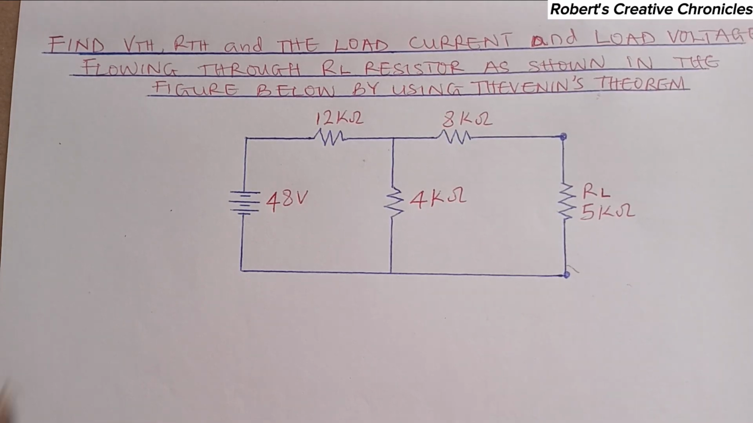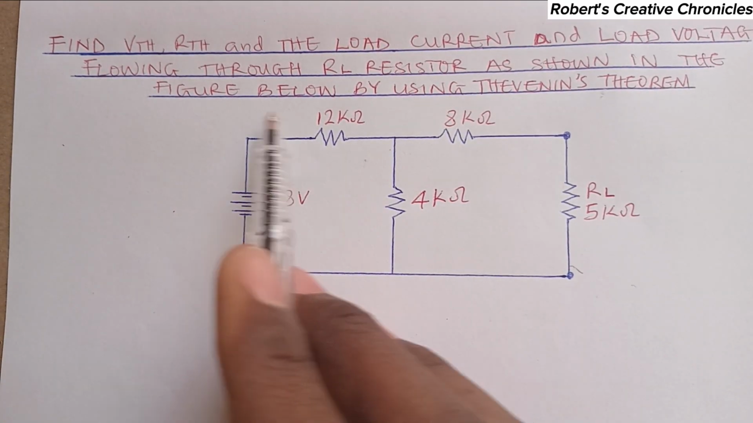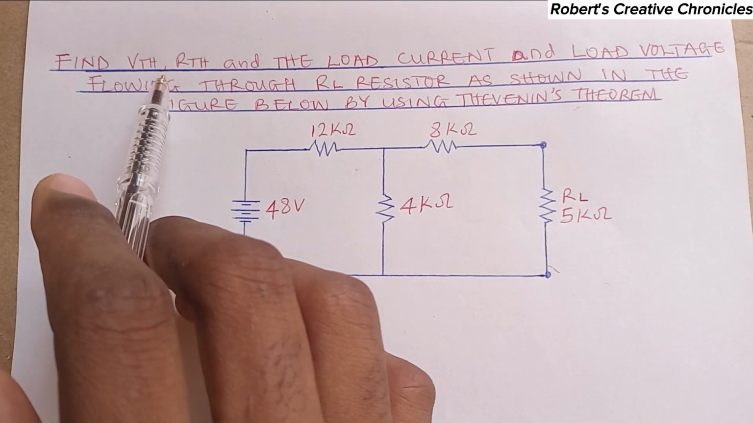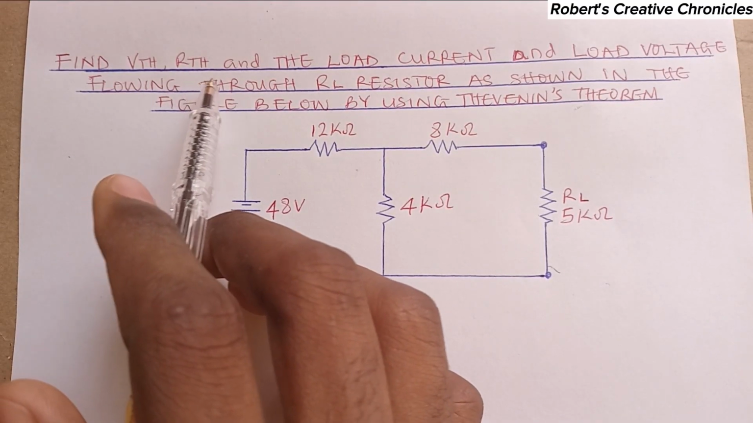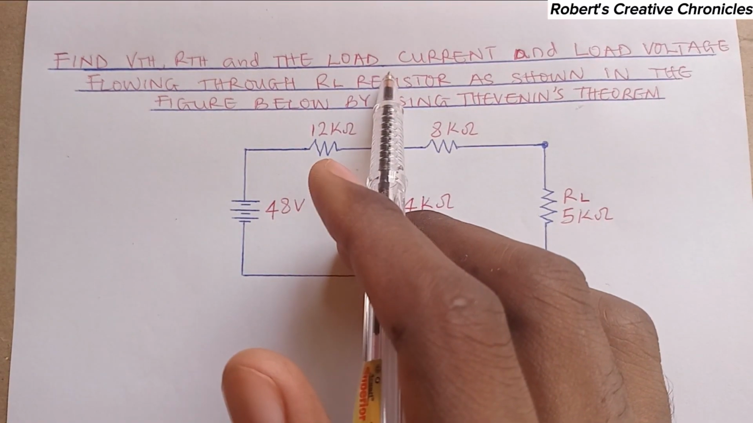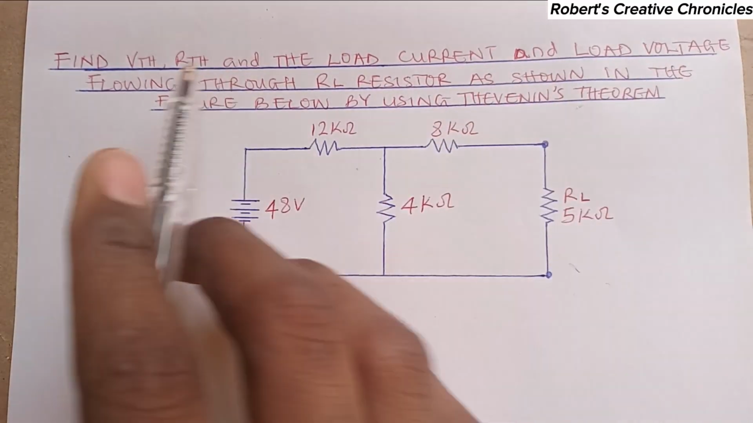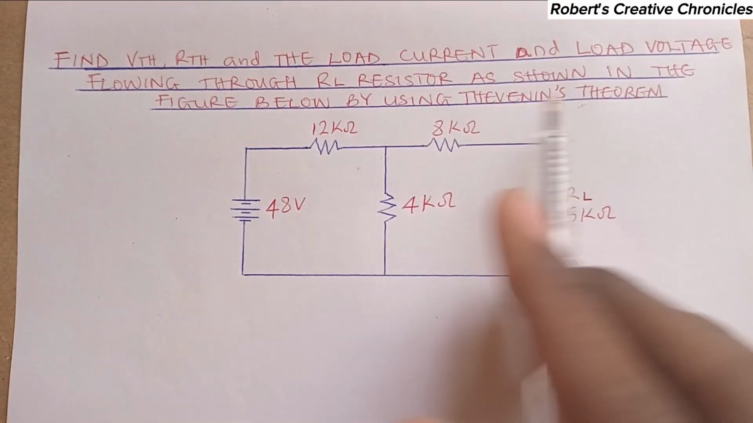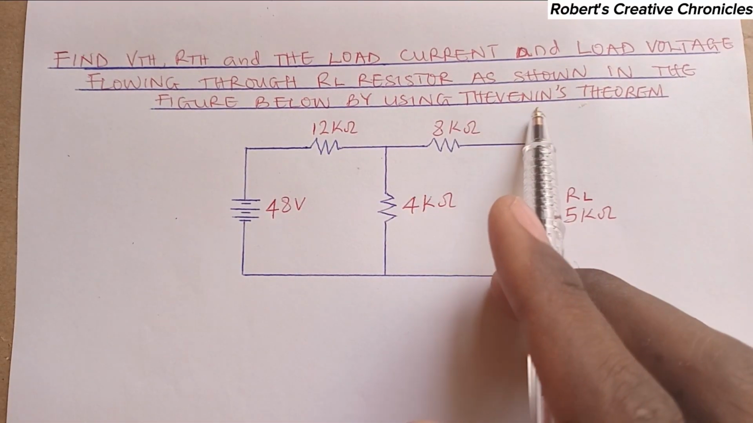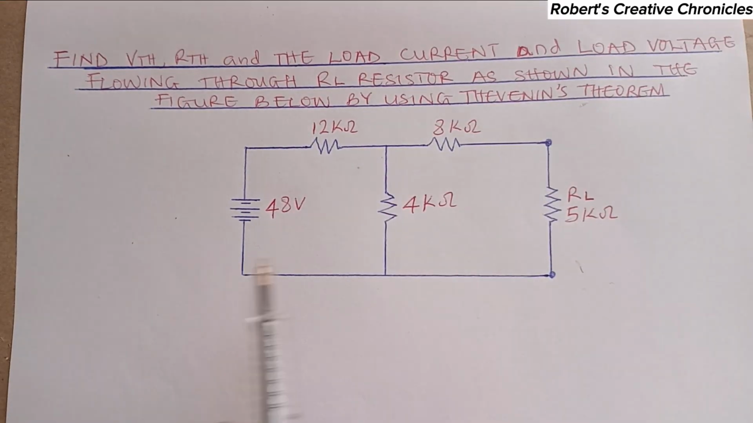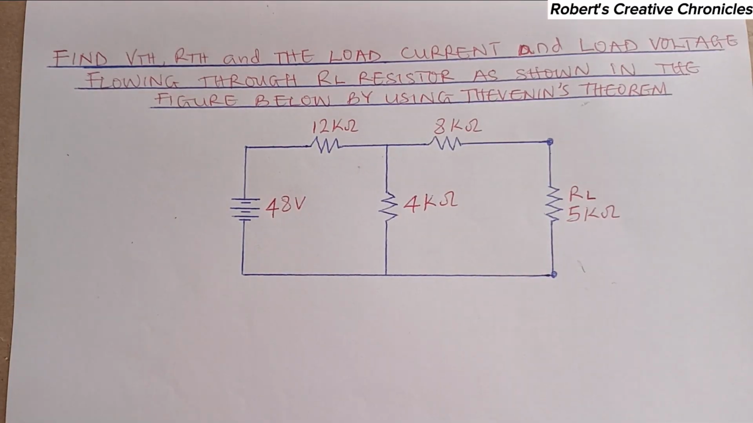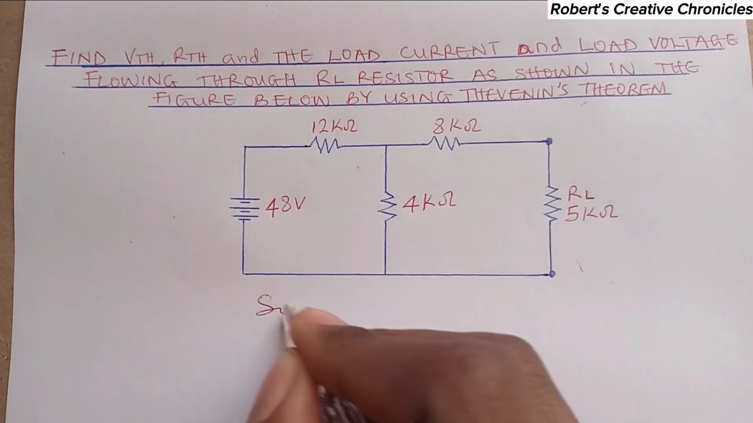So today, we'll be solving this question, which says: find the Thevenin voltage, the Thevenin resistance, and the load current and the load voltage flowing through the RL resistor. That's the load resistor, as shown in the figure below, using Thevenin's theorem. So here is the circuit. So, solution.